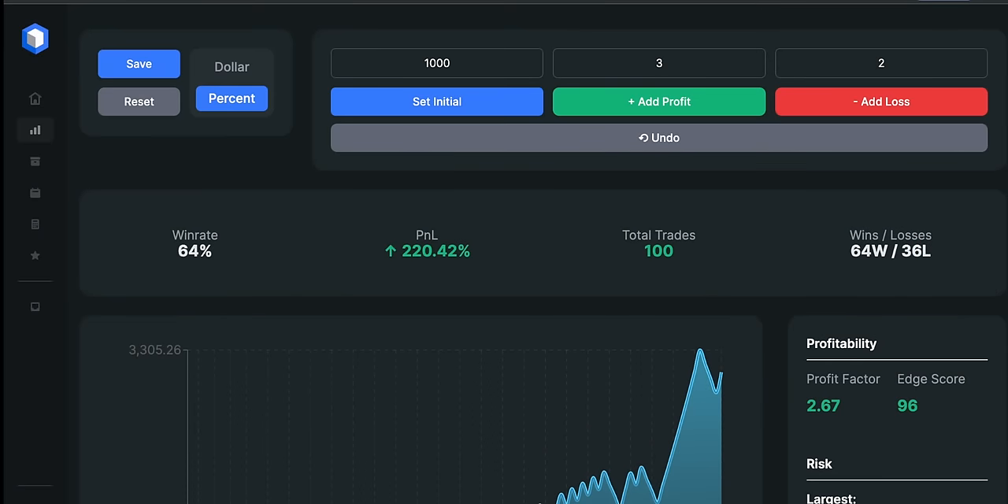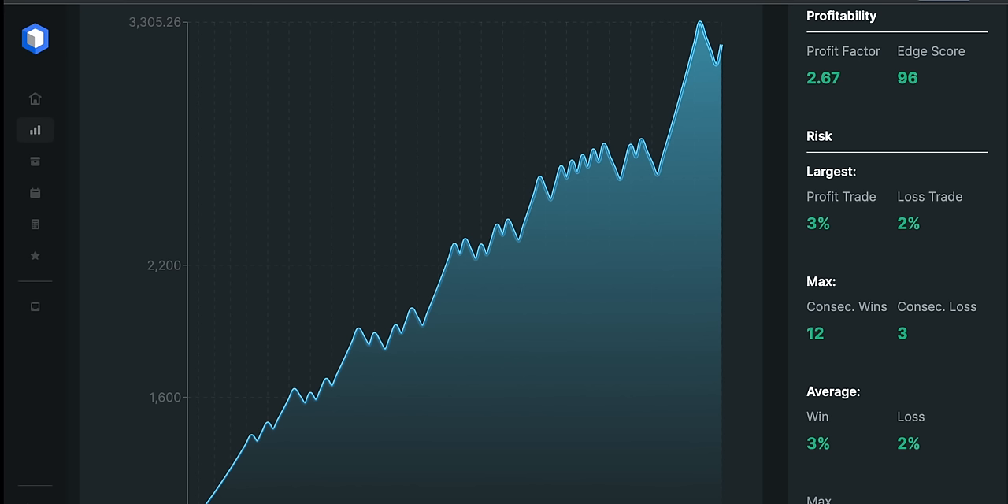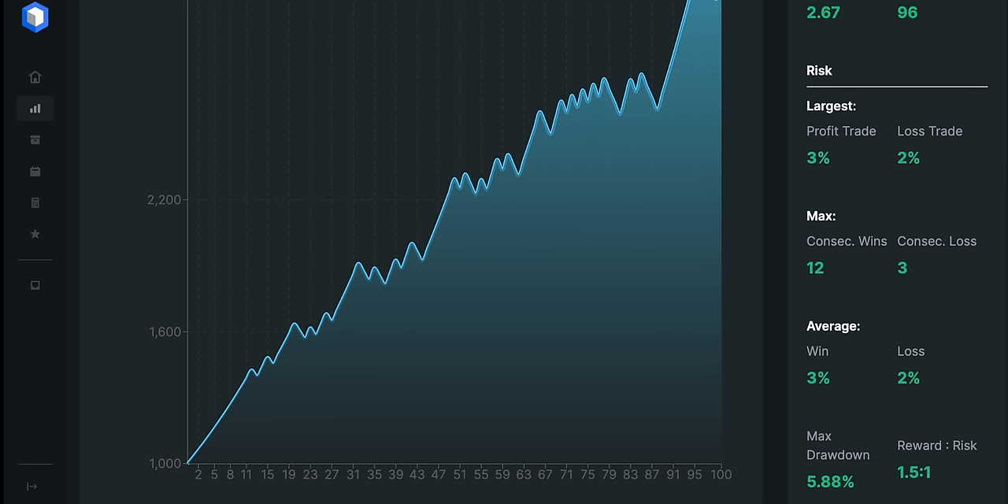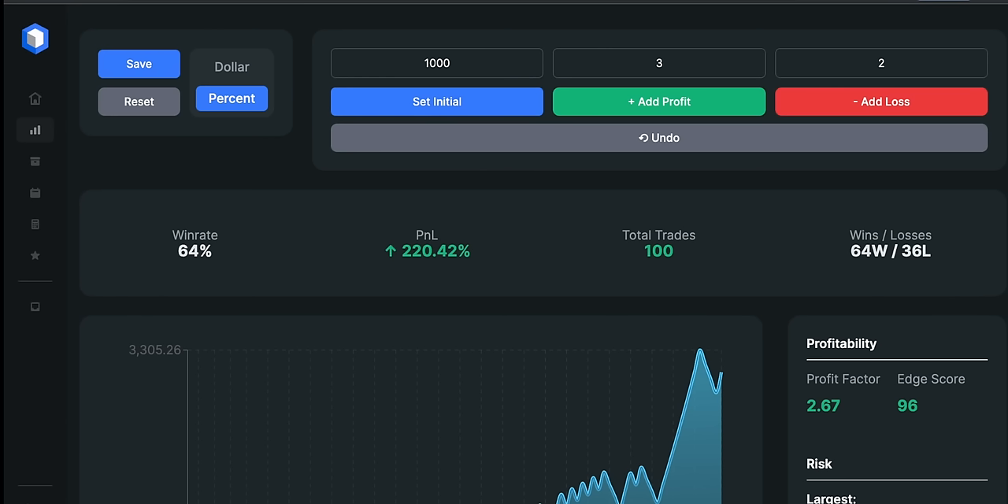So the backtesting is finished and the win rate for the strategy is 64%. We also gained 220% of profit on our account. The profit factor is 2.67 and we had 12 consecutive wins against 3 consecutive losses. The maximum drawdown we had was 5.88%. So yeah, we definitely achieved that goal. The strategy is making money.